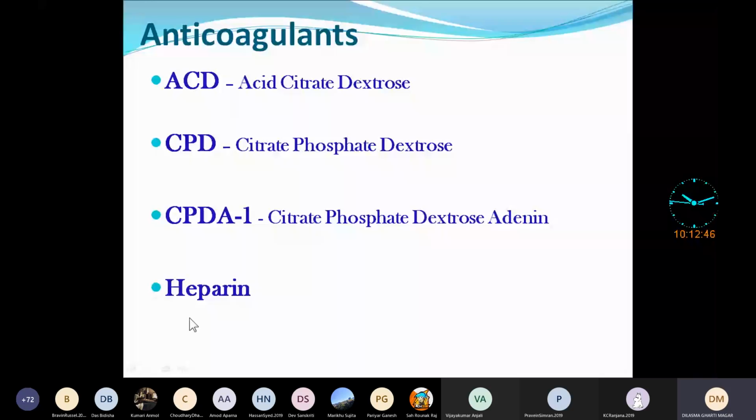So we use three: either ACD, CPD, or CPDA. Heparin is also one of the anticoagulants, but we use heparin whenever we transfer blood samples, in the case of blood gas analysis. Here you just have to remember the names: ACD, CPD, and then CPDA. CPDA is the latest, and it works for storage of the blood for a longer duration of time.